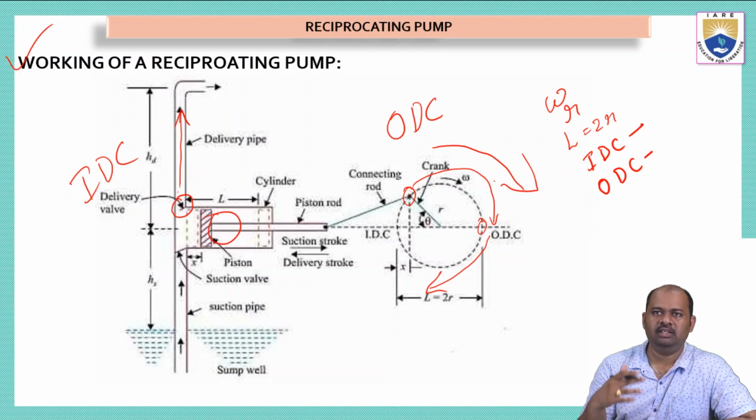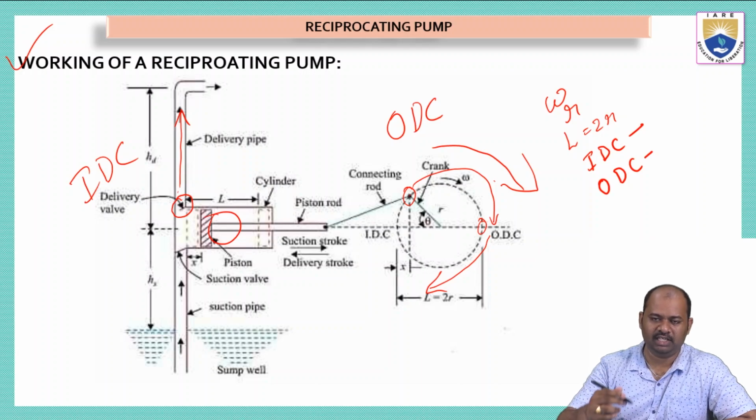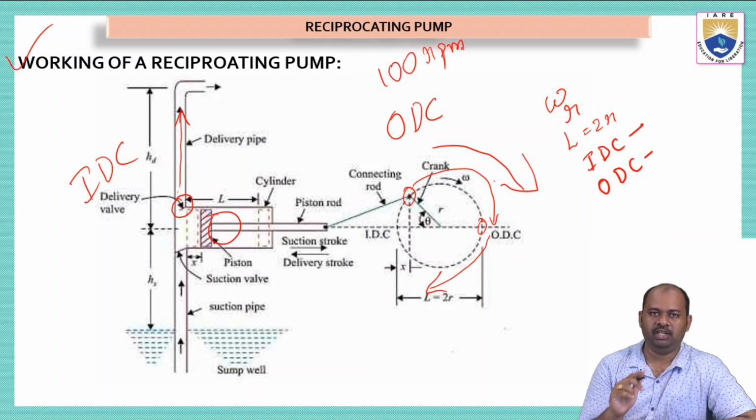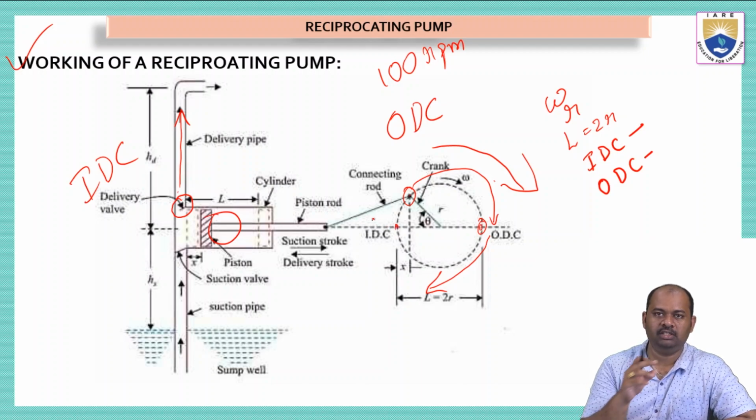So this will be done repeatedly, like 200 to 300 cycles per minute. Generally we say a 100 RPM reciprocating pump. That means the crank will rotate 100 times per minute. For one revolution, we have a movement from IDC to ODC and again from ODC to IDC. That means in one revolution the entire cycle will happen.